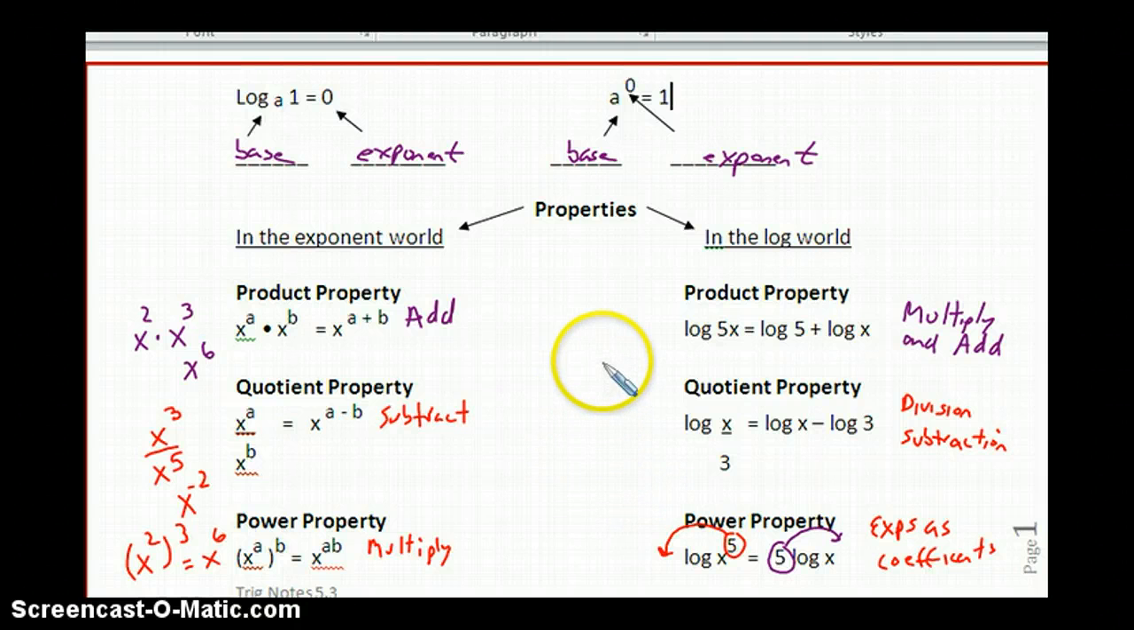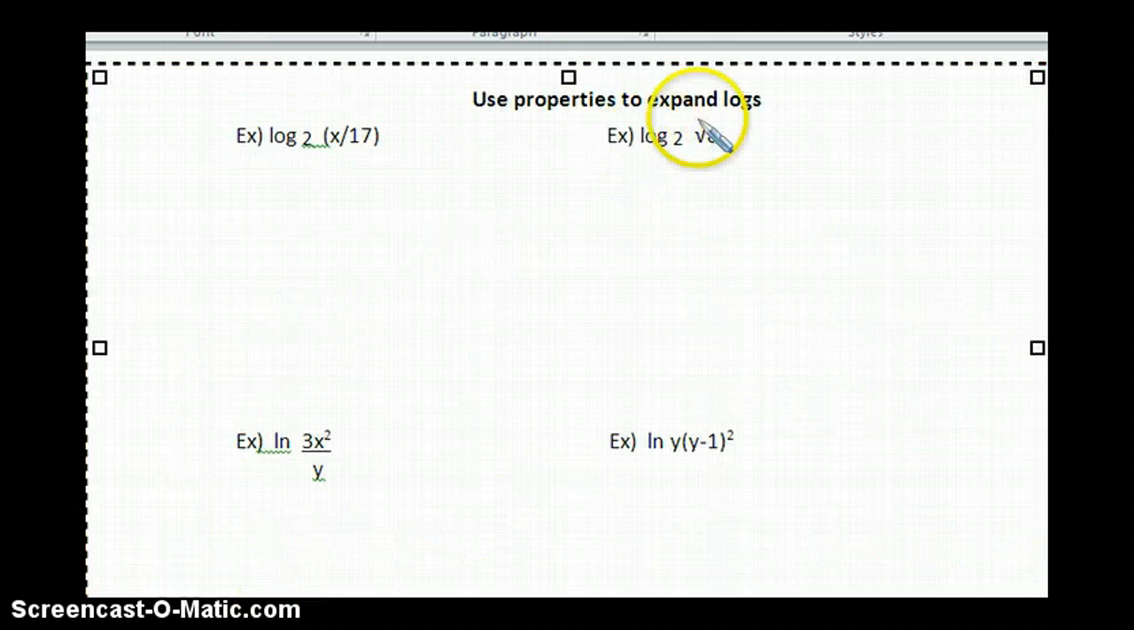So what we're going to do now is use these properties to either expand or condense logs. So let's first look at expanding logs. As I look at this, I have one log of base 2 that I'm dividing. So right away I see division. If I'm trying to expand it, I want to change division into subtraction. So here I could write this as the log base 2 of x minus the log base 2 of 17. So take one log and write it as two logs by writing it from division as subtraction.